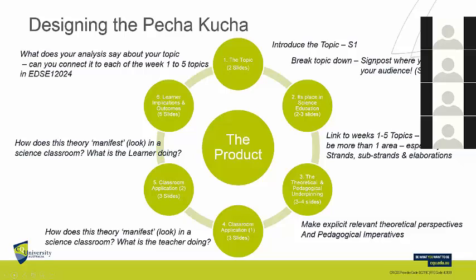Slide number 3, your theoretical and pedagogical underpinning, where you start to unpack it. You start to talk about who the theorists are, why it's important, what the pedagogy is, what it looks like, smells like, tastes like. Then you move to step number 4, where you've shifted from laying the ground to now looking at the application. You've gone from theory to application. So how does this theory manifest? How does, for instance, engagement look in a science classroom? What is the teacher doing?